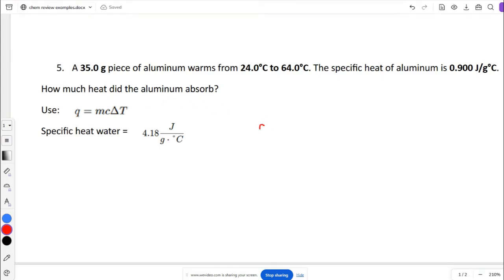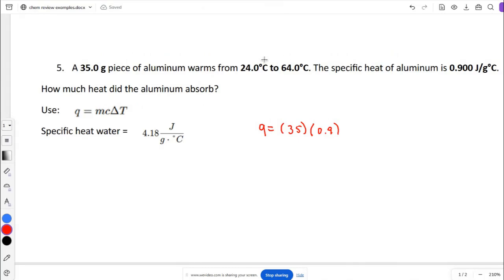All right, so Q is energy, heat energy. So M, what's M? It's right on the top. M is mass. It says it's 35 grams. We'll put 35. C is over here. Remember, C is the specific heat, and in this case, for aluminum, it is 0.9 joules per gram degree Celsius. And delta T, change in temperature. So the temperature went from 24 to 64.